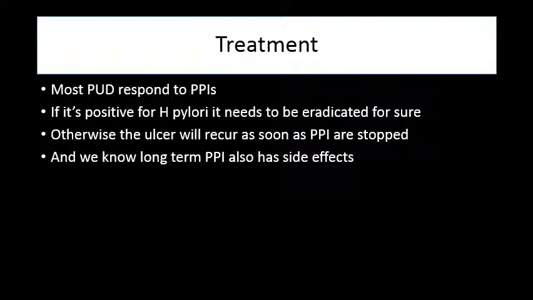So treatment: most peptic ulcer disease responds to proton pump inhibitors. If it's positive for H pylori, then it needs to be eradicated for sure, because otherwise the ulcer will recur as soon as the proton pump inhibitors are stopped. And we know that long-term proton pump inhibitor use has side effects. What are these side effects?